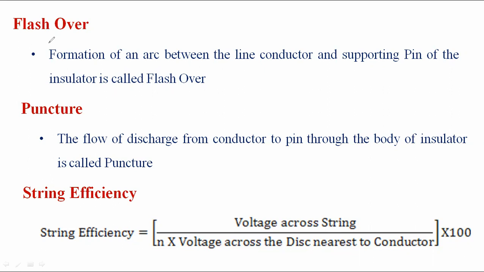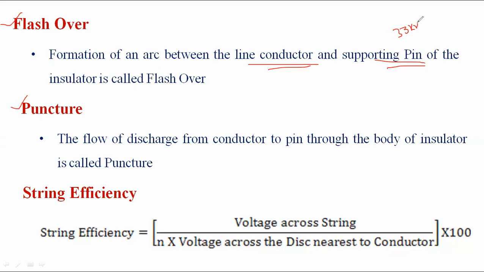And the definition of flashover: flashover and puncture cause the failure of insulators. Flashover is the formation of an arc between the line conductor and the supporting pin insulator, at that particular place between conductor and insulator. Due to flashover in the insulator, the full voltage is not carried. For example, take 33 kV. This 33 kV does not flow through the insulator at the time of flashover.